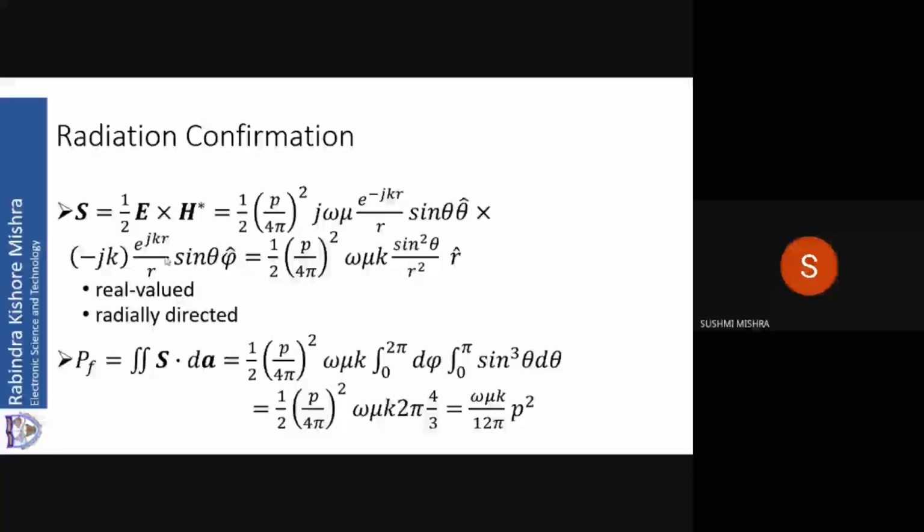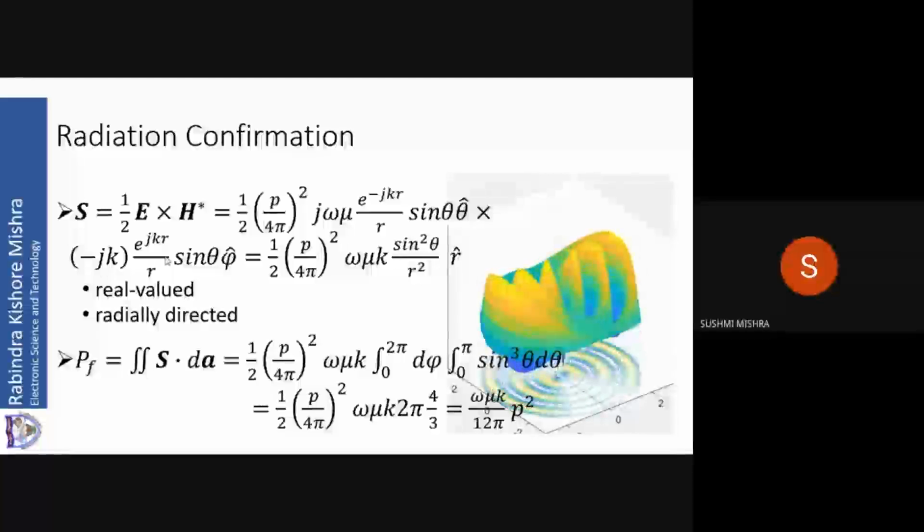Once we find S, we know how to find the total power. So P total we found by integrating S over the surface area. That gave us omega mu k upon 12 pi into p squared.